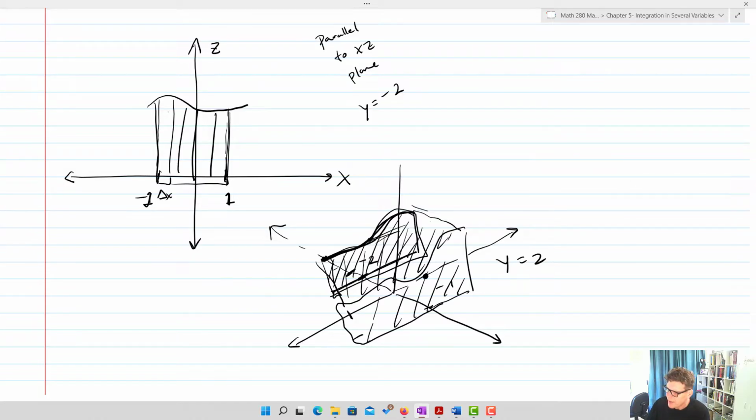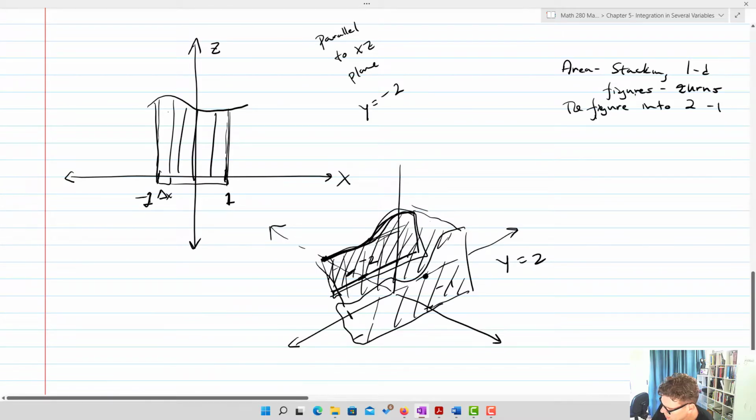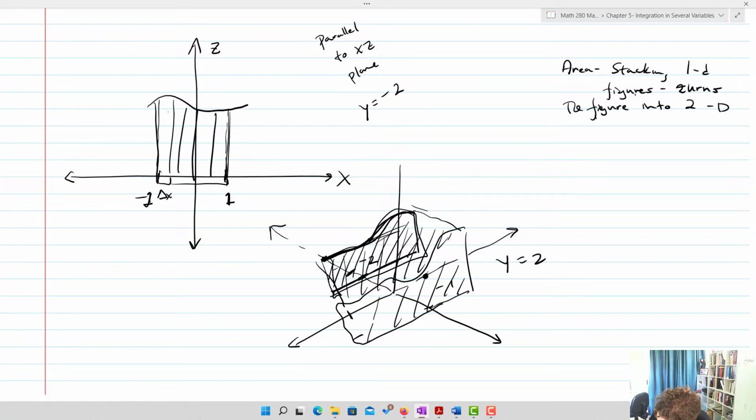So to get an area, you're stacking one-dimensional figures, and that turns the figure into two dimensions. So it turns it into 2D, and then to get our volume, what we're going to do is stack areas until we get a 3D figure.